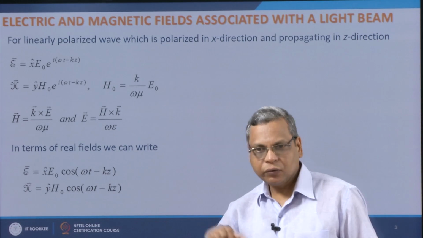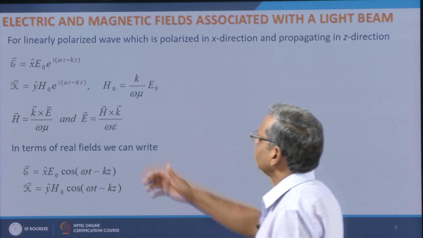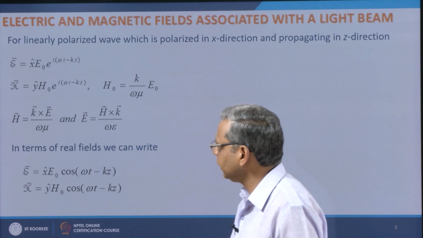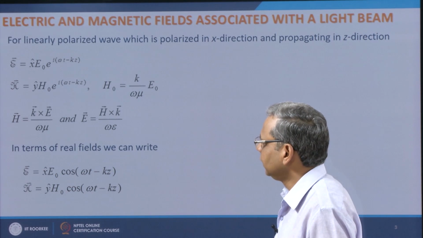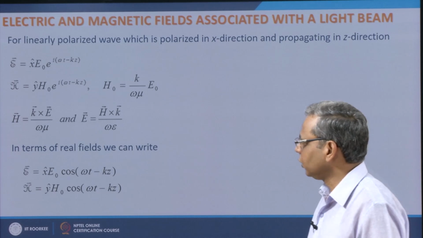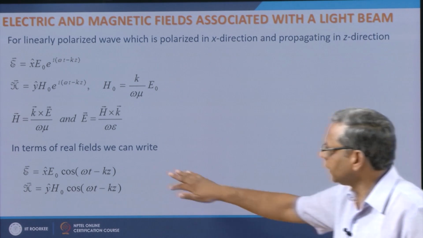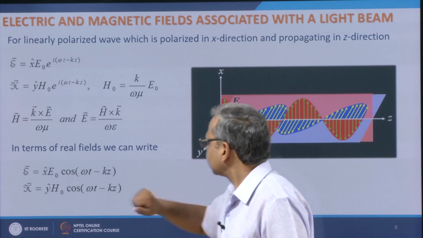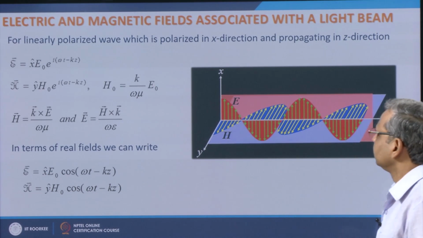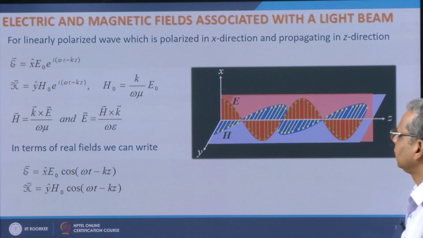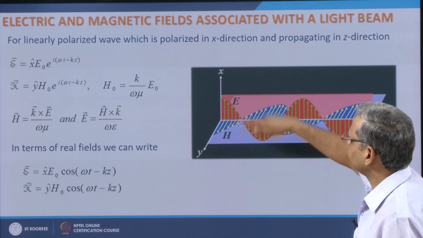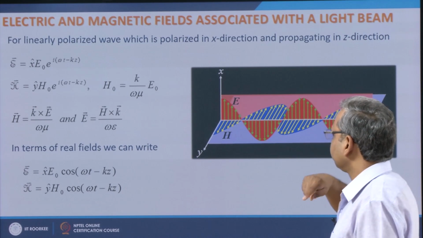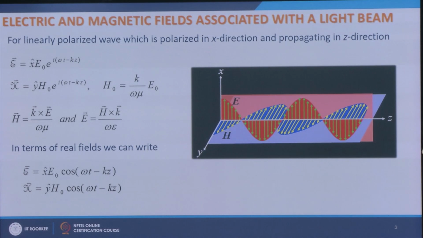When we work out some real quantities, then instead of using phasor notation, it is useful to use the real part of these, and then I can write E as x cap E0 cosine(omega t minus kz), and H is equal to y cap H0 cosine(omega t minus kz). When I plot them, they look like this. Since E is along x, E goes like this, the red curve, and the direction of vibration of electric field vector is given by these green arrows. The electric field is vibrating along x, and correspondingly the magnetic field is vibrating along y, and it is represented by this blue curve.